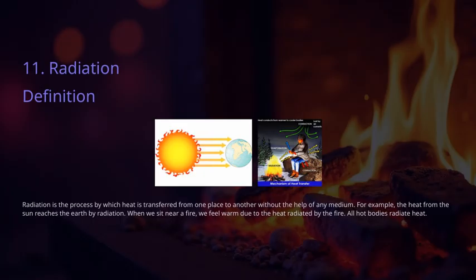The key point here is that all hot bodies radiate heat, sending it out in the form of electromagnetic waves. This process is especially important in understanding how heat transfers in environments where no medium is present, or when the medium doesn't conduct heat well. So, in the big picture of heat transfer mechanisms, radiation plays a crucial role in many natural and technological processes.